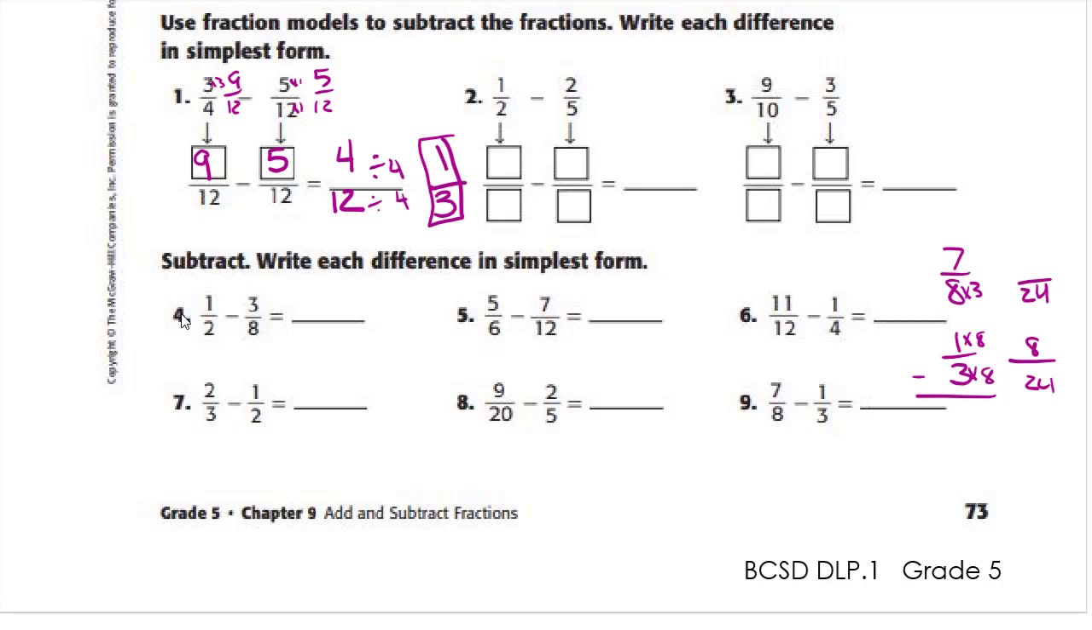So 1 times 8 was 8. 8 times 3 was 24. What I multiplied by 3 down here, I'm going to multiply by 3 up here. So 7 times 3 is 21. What is my operation? It is subtraction. So what is 21 minus 8? Well, 20 minus 8 is 12, but I have one more, so it's going to be 13. So I think it's going to be 13/24.